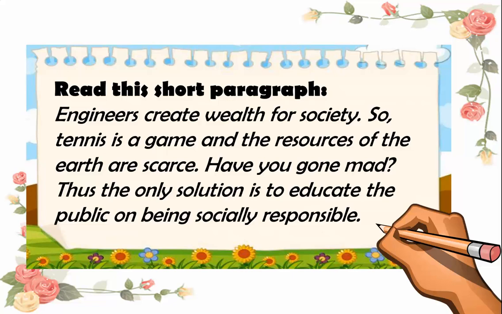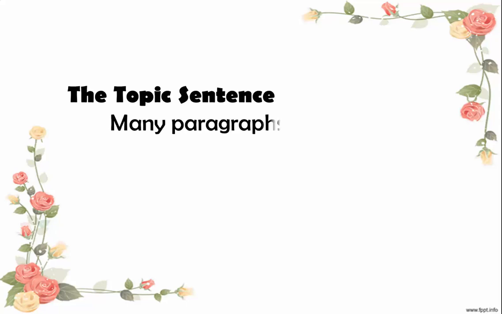For the first sentence, it talks about engineers. On the second sentence, it talks about tennis. Then, there's a question asking about madness. Lastly, the fourth sentence talks about being socially responsible. I hope this helped you understand about main idea and how to identify the main idea of a paragraph. But wait, there's more. This time, let us talk about the topic sentence.